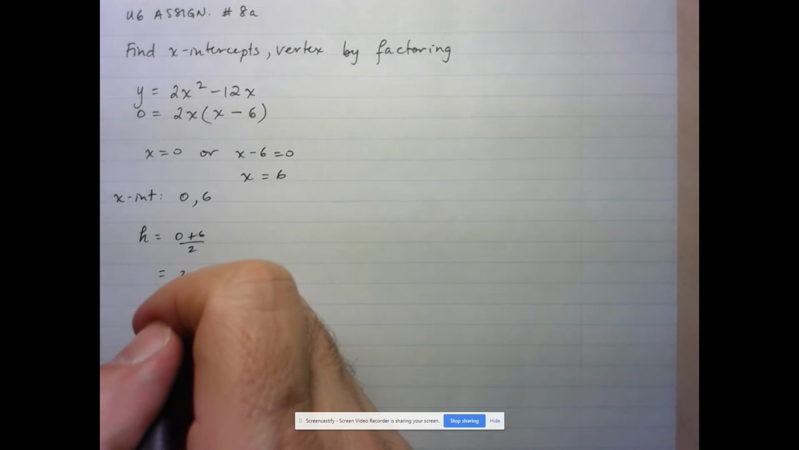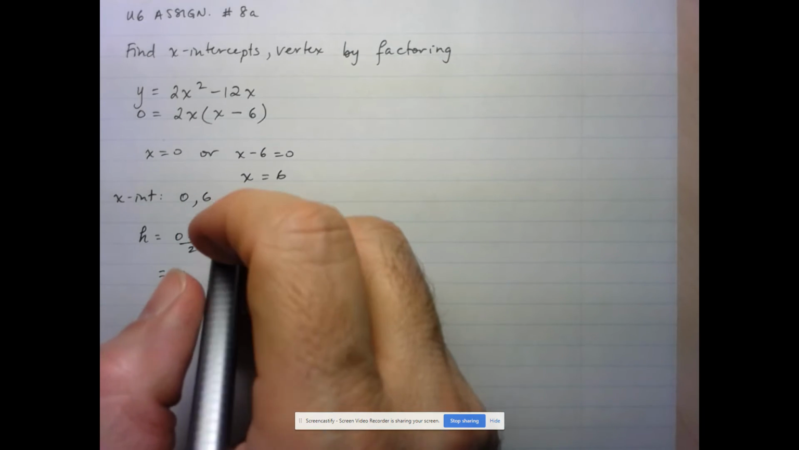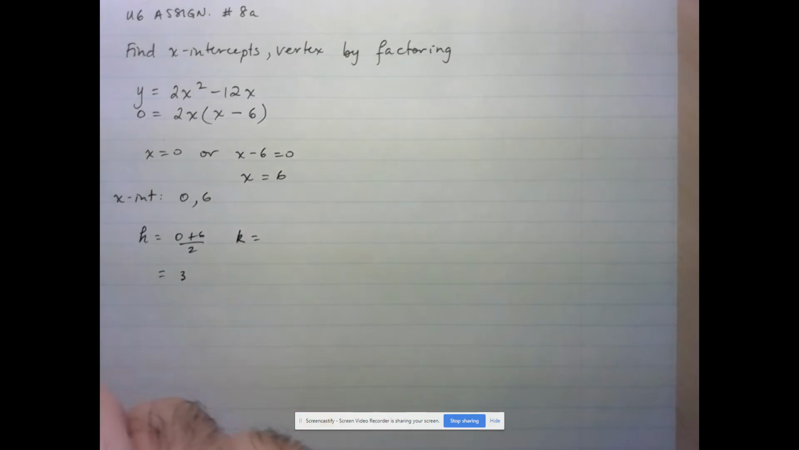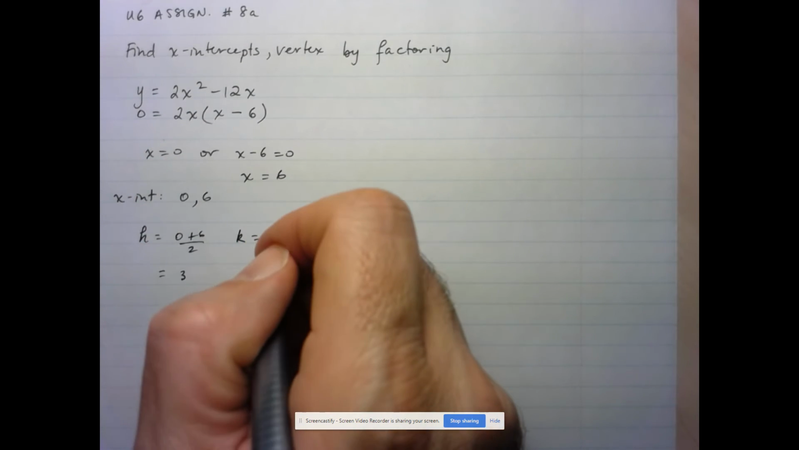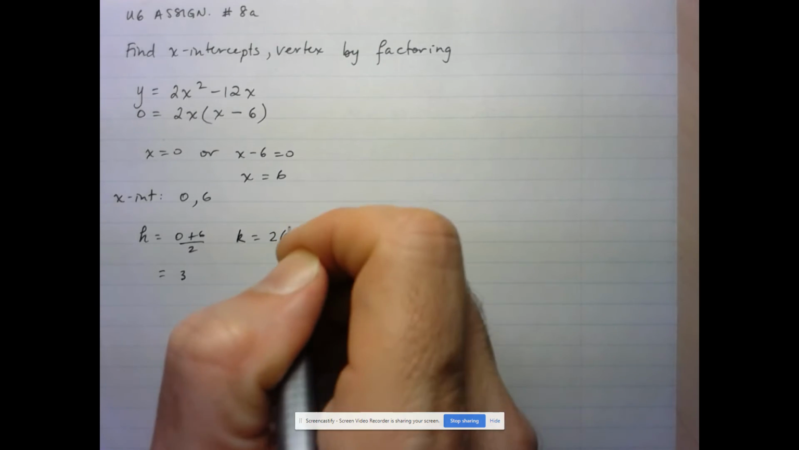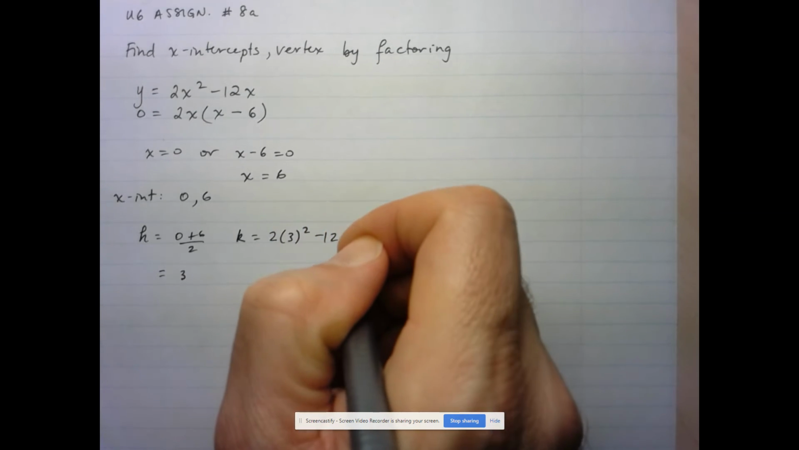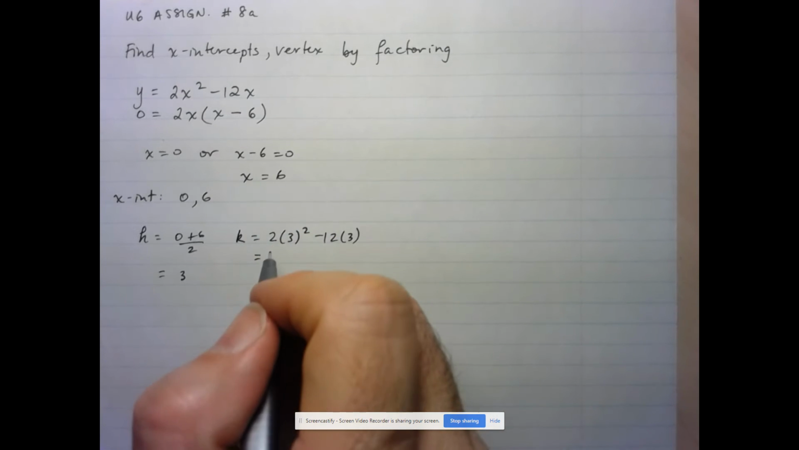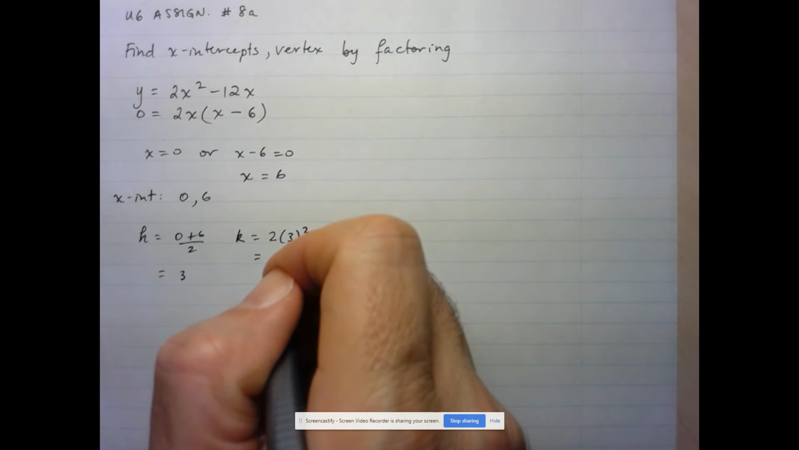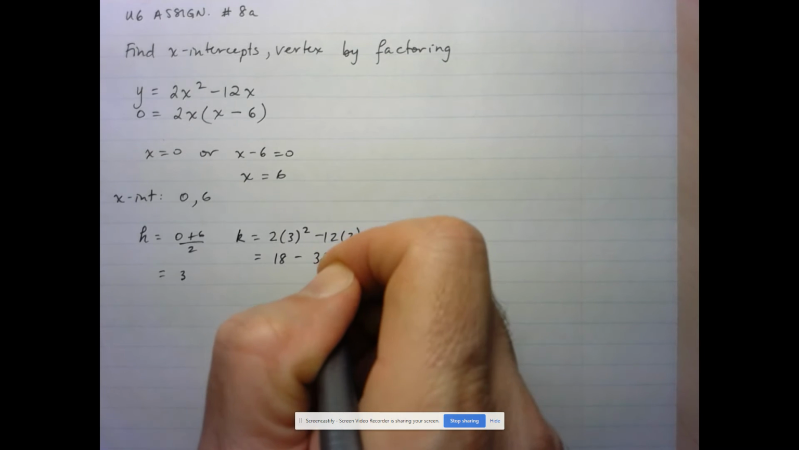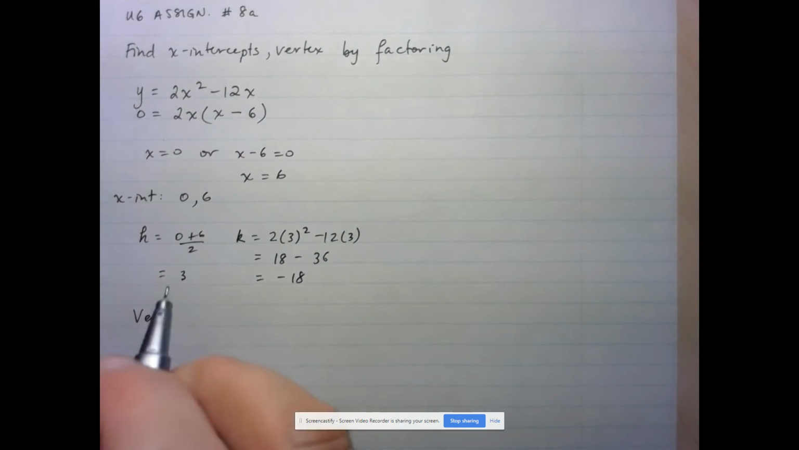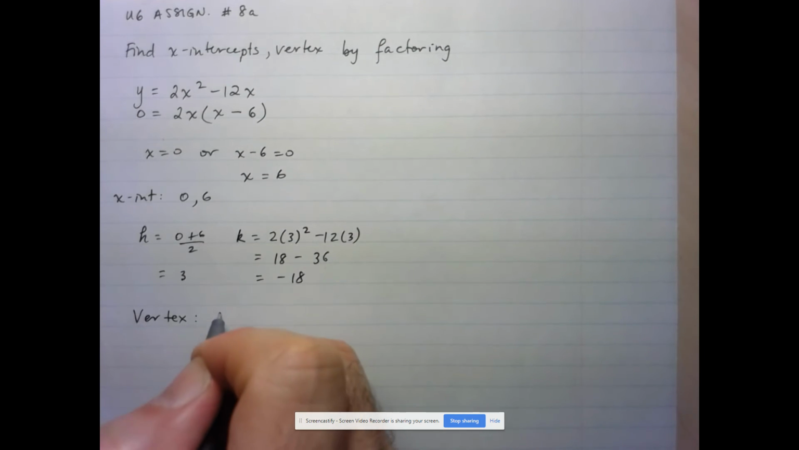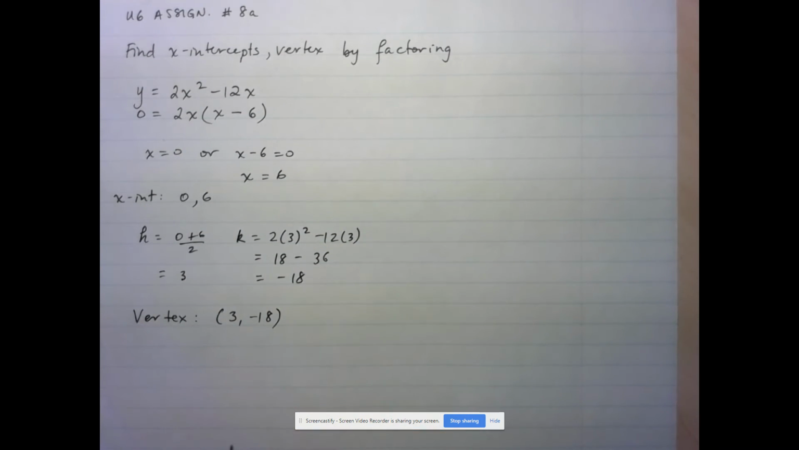Then in order to find the y value of the vertex, the k value, we can just stick this back into the equation. I'll stick it into this one here, it looks a little easier. So we have 2 times 3 squared minus 12 times 3. Here we have 2 times 9 is 18, minus 36, and so that's negative 18. So our vertex is (3, -18). And if you wanted to check that, you could do that by completing the square.